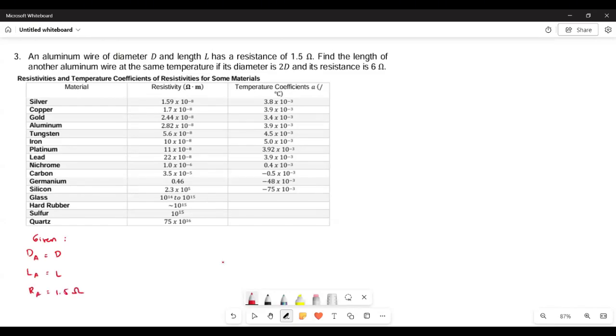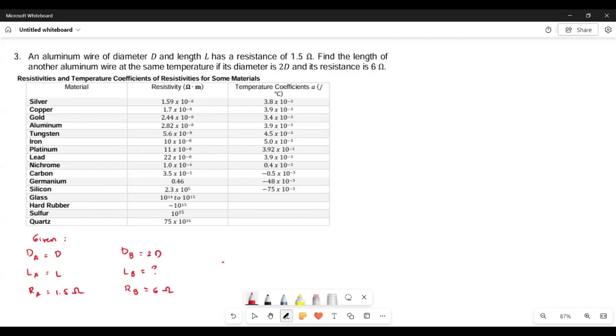Okay, so sabi, ano daw yung length ng another aluminum wire? Sabihin natin, wire B, ito yung pinapahanap sa atin. Okay, so binigyan tayo ng diameter. Diameter B is equal to 2D. So binigyan din tayo ng resistance niya, which is equal to 6 ohms.